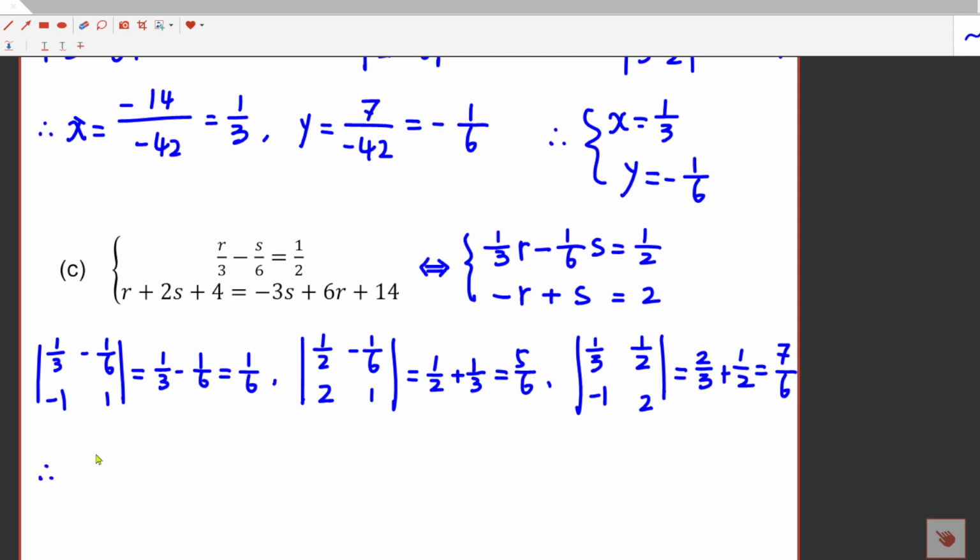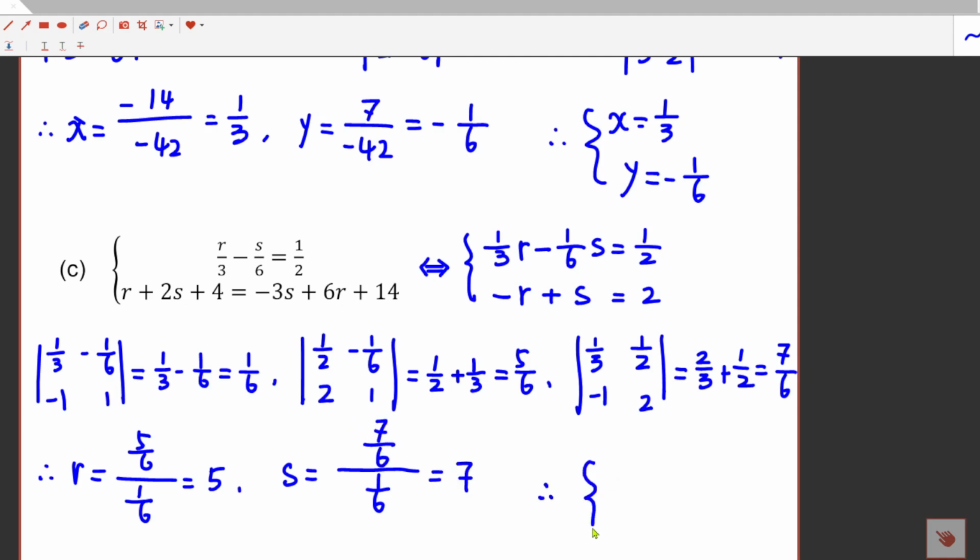And therefore, we know the first variable r equals, the denominator is 1 over 6, the numerator is 5 over 6, so that'll give us 5. The second variable s equals, the denominator is 1 over 6 as well, the numerator is 7 over 6, so that'll give us 7. Therefore, our final solution is r equals 5 and s equals 7. Did you get it? Any questions?